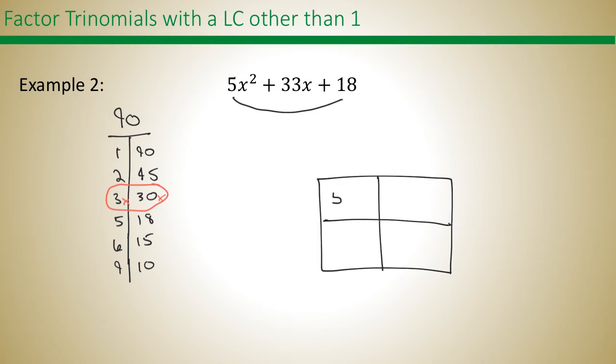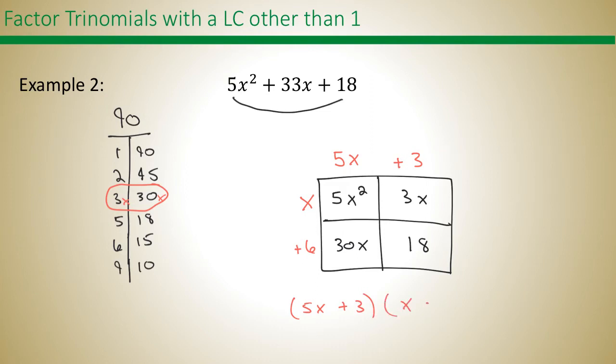Okay, so I'm going to have 5x squared and 18, and then 3x and 30x. So now if I factor each row and each column, this is going to be 5x, this is going to be a plus 3. Right here, we are just going to have x, and then down here is going to be a positive 6. So the factors are 5x plus 3 and x plus 6.